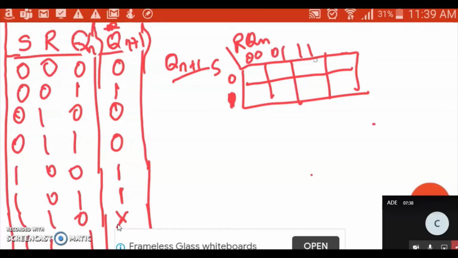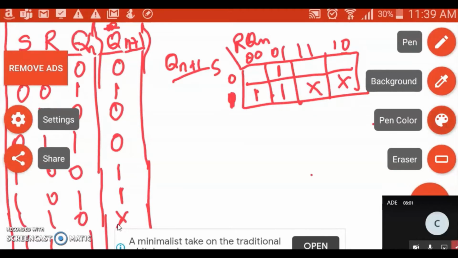0 0, 0 1, 1 1, 1 0. Scan through the Qn plus 1 column and put the entries into the map. So 0th it is 0, 1 it is 1, 2 is 0, 3 is 0, 4 it is 1, 5 it is 1, 6 and 7 it is don't care. So put the entries inside the map and do the grouping.